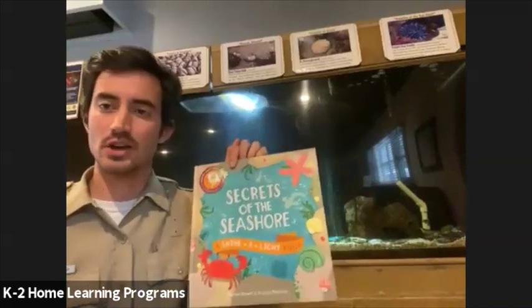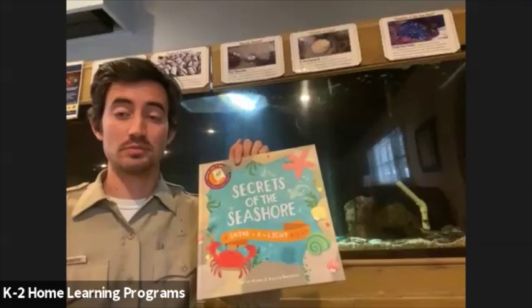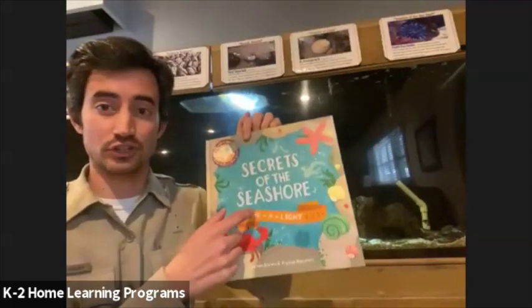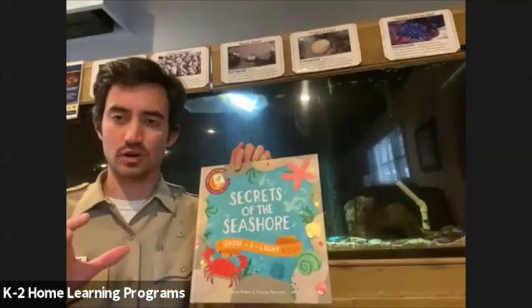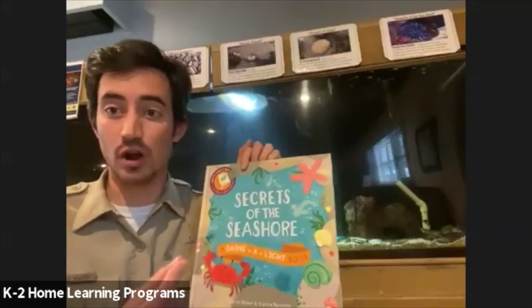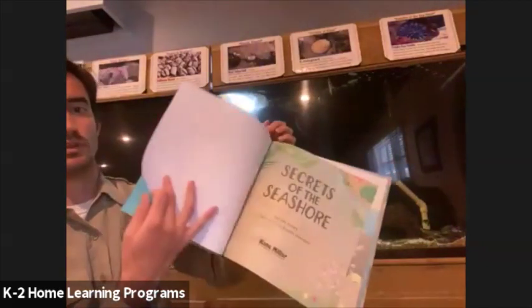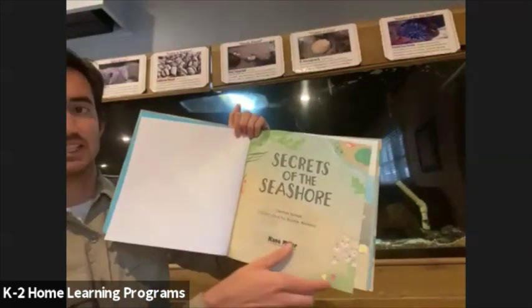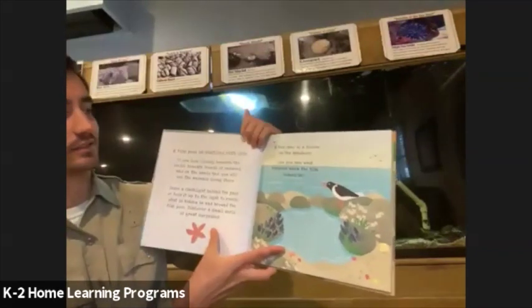are living in here. So someone just asked, what are we drawing? Excellent question. We are going to be drawing the creatures that live inside the tide pool. I'm going to be talking about each one, and while we're reading about it, you're going to be drawing it, coloring it, however you want. All right. So, Secrets of the Seashore. Great way to kick off our MPA Monday.